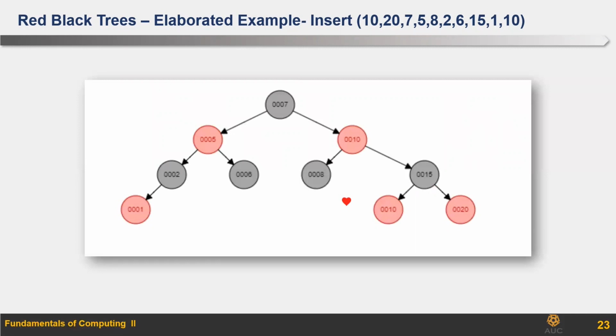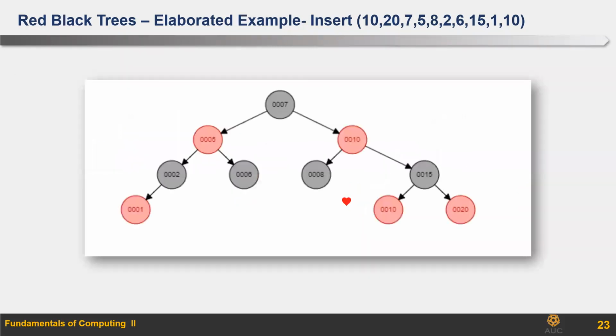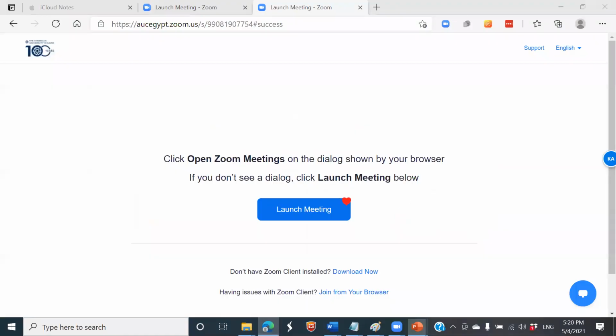They are nightmares, I mean in terms of rotation and in terms of recoloring. Please do insertion for 1 and 10. If you got them right, you will answer the red black tree and solve the mock exam. And how to know that what you have done is right or wrong?